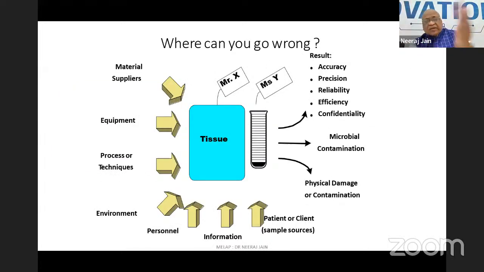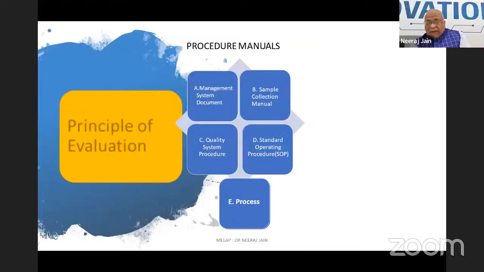These are the different areas which we discussed, where we can go wrong. We have to be vigilant at each and every step because the laboratory has a lot of scope for error. We have to reduce all these possibilities. We have to be very vigilant at each step. For this, we prepare various procedure manuals.